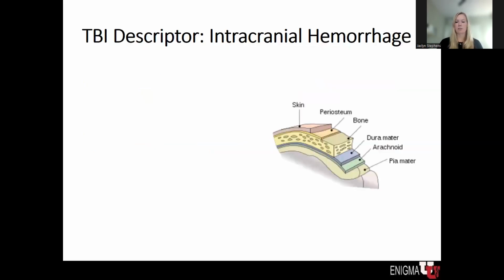So TBIs can be described in a number of ways. One of the ways that it's described is through intracranial hemorrhage. So this is a descriptor of where the injury occurred. As you can see from the image that I have here, you've got skin and bone, and then you have the meninges.